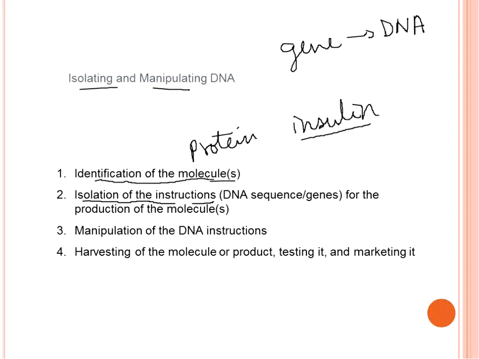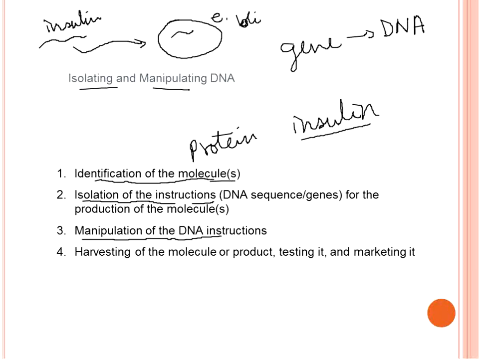Next, once you isolate the instructions, you need to be able to manipulate the DNA instructions. Essentially, you have to take this gene for insulin. I'm just giving insulin as an example, but it can be any protein, right? And you need to be able to transfer that into another cell. It could be E. coli.